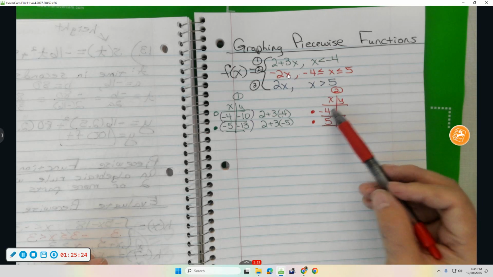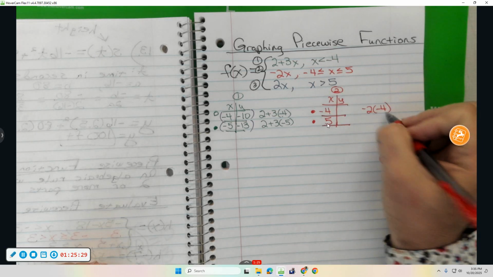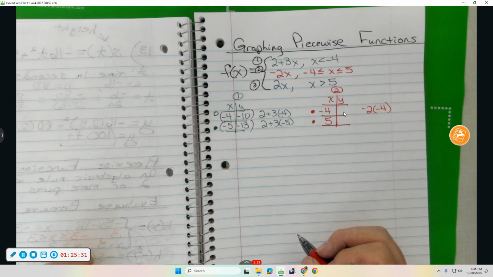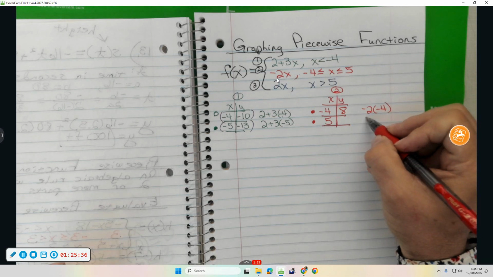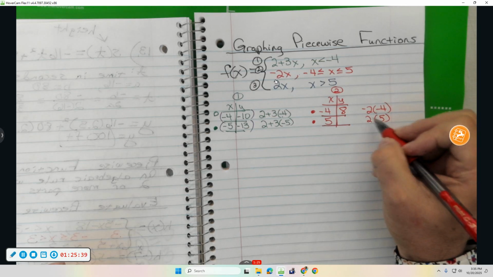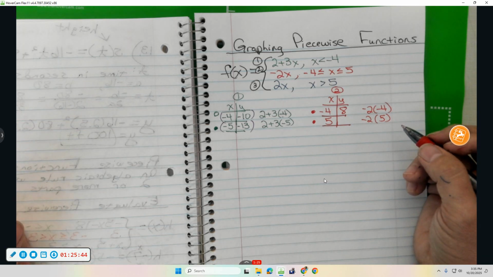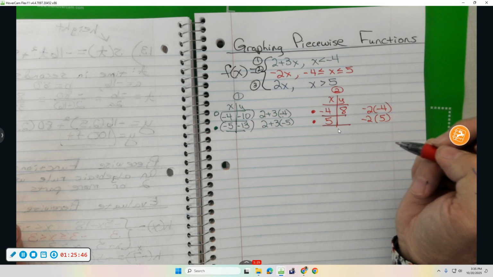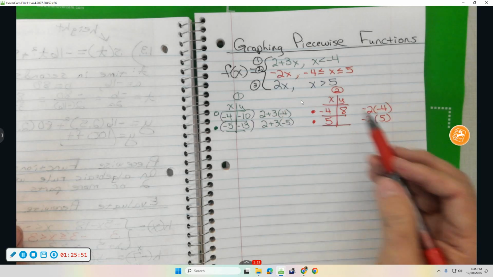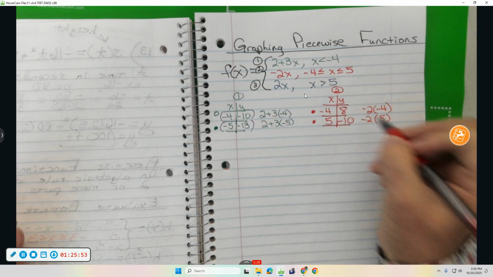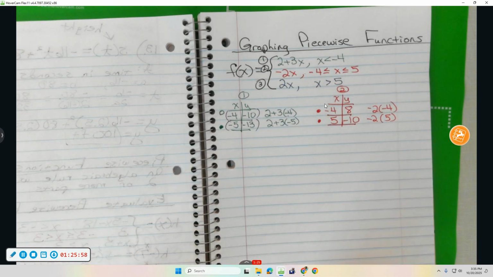Plugging -4 into the red piece, we get -2 times -4. That's giving me a y value of 8. Now we plug in +5. -2 times +5 gives me a y value of... No, I think it's -2 times 5. Is it a negative? -2 times 5. That's a -10. I wrote down +2, but then I corrected it.